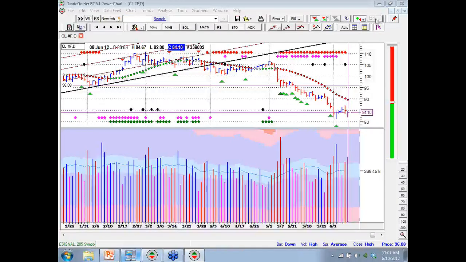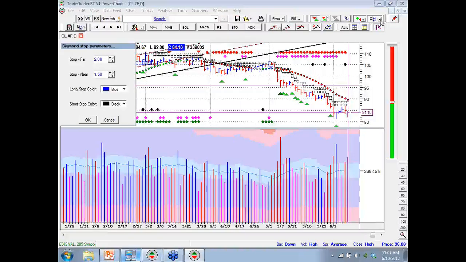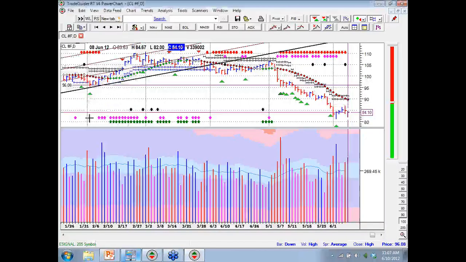So volatility stops. Here we go. Click on the H stops here, and then go to this arrow. They're normally set at 2 and 1.5, which is excellent settings. What I've done is I've gone a little longer term. Went from 3 to 2.5. See, it changes them. Gives you a little more room in there.